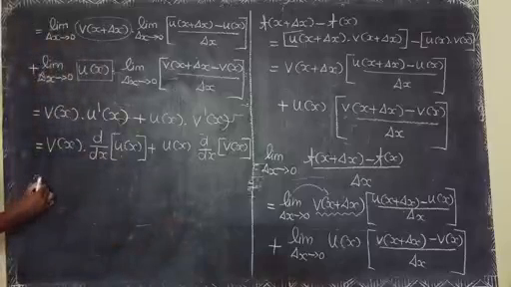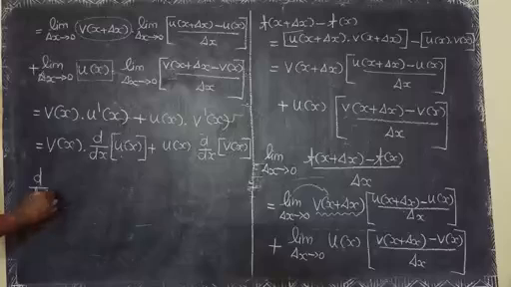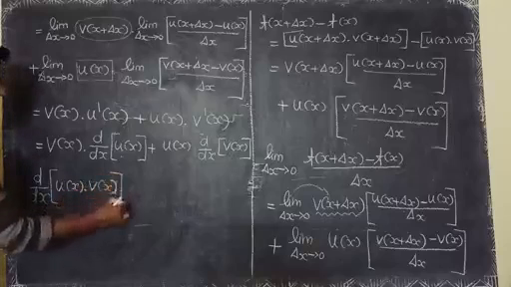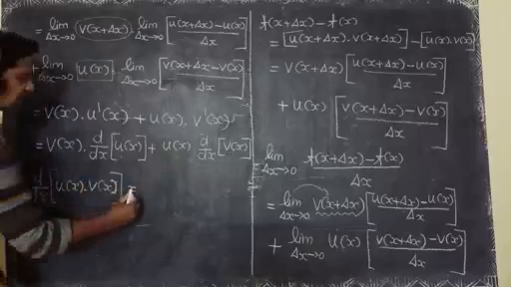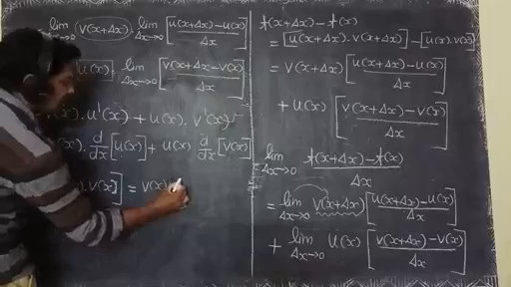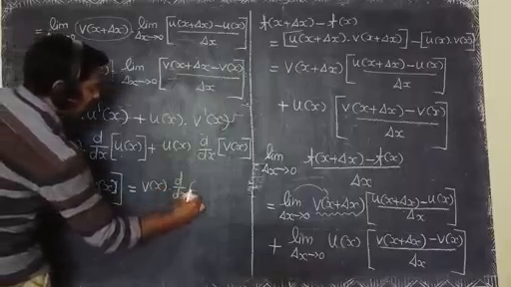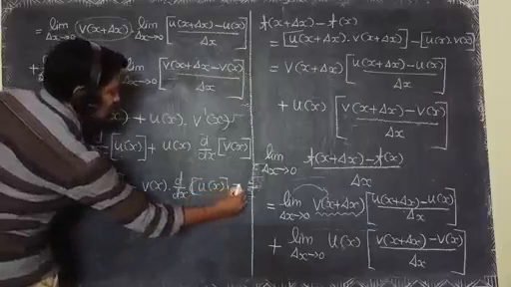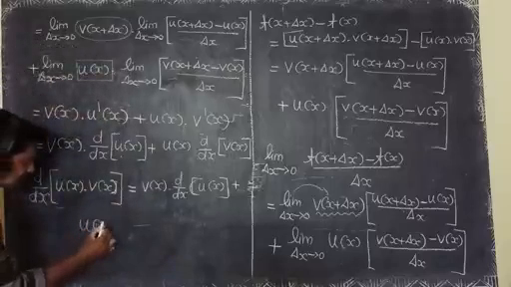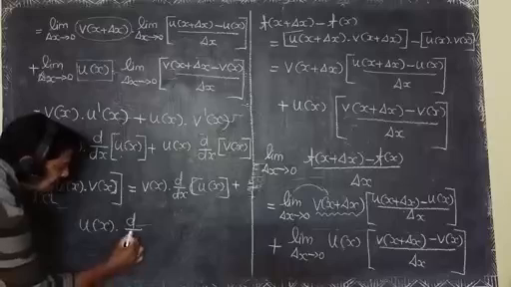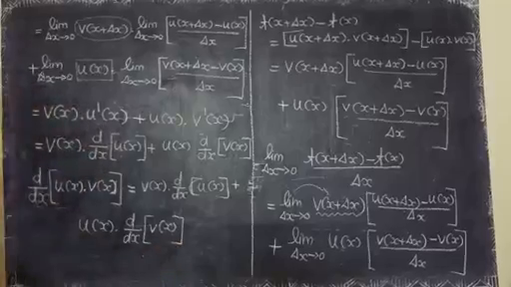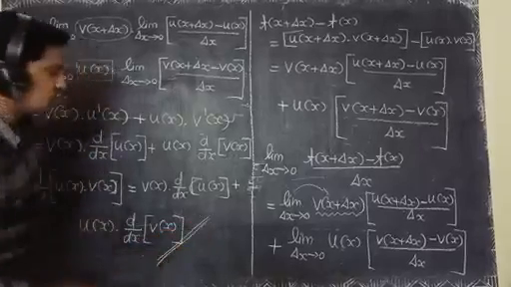On the left hand side, d by dx of f of x, where f of x is u of x into v of x, is equal to v of x into d by dx of u of x plus u of x into d by dx of v of x. Hence proved.